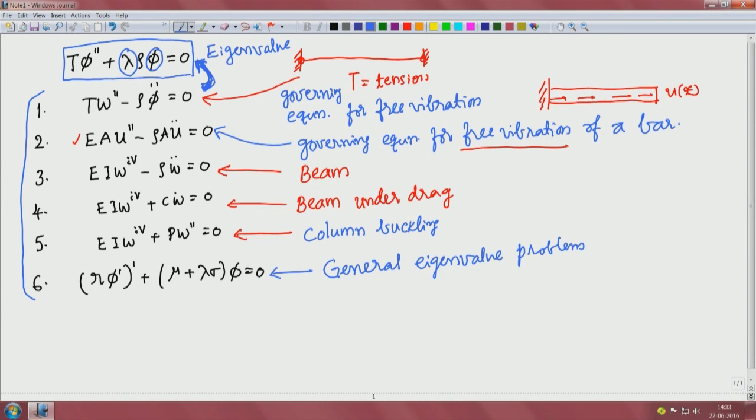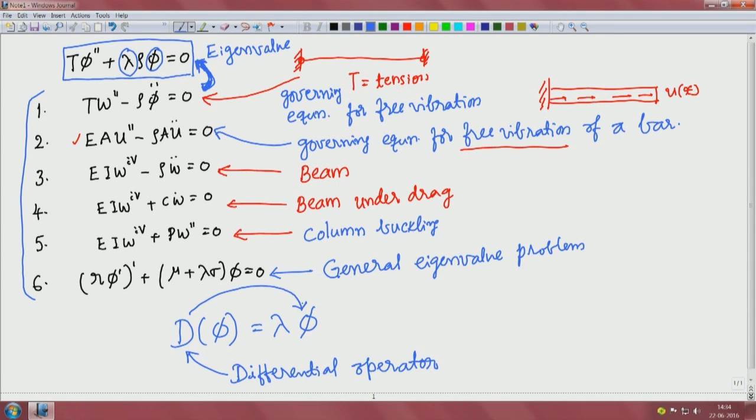Basically, eigenvalue problems are characterized by a differential operator. So, there will be some differential operator acting on a function phi that gives you back that function, something like this. This is a differential operator that transforms the function phi back to lambda times phi. All of them have this characteristic.